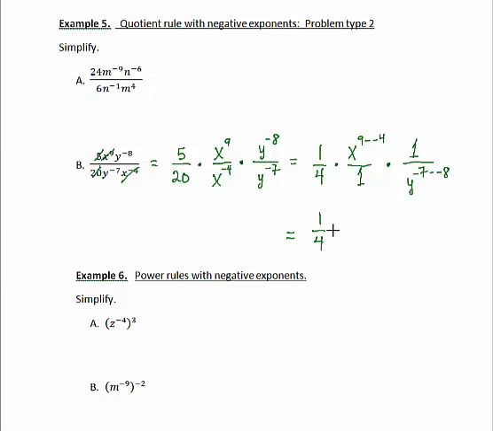And so in the end, what we have is an x to the 9 minus a minus 4, which is an x to the 13th power. And then on the bottom, we have a y to the negative 7 minus minus 8, which is a y to the negative 7 plus 8.